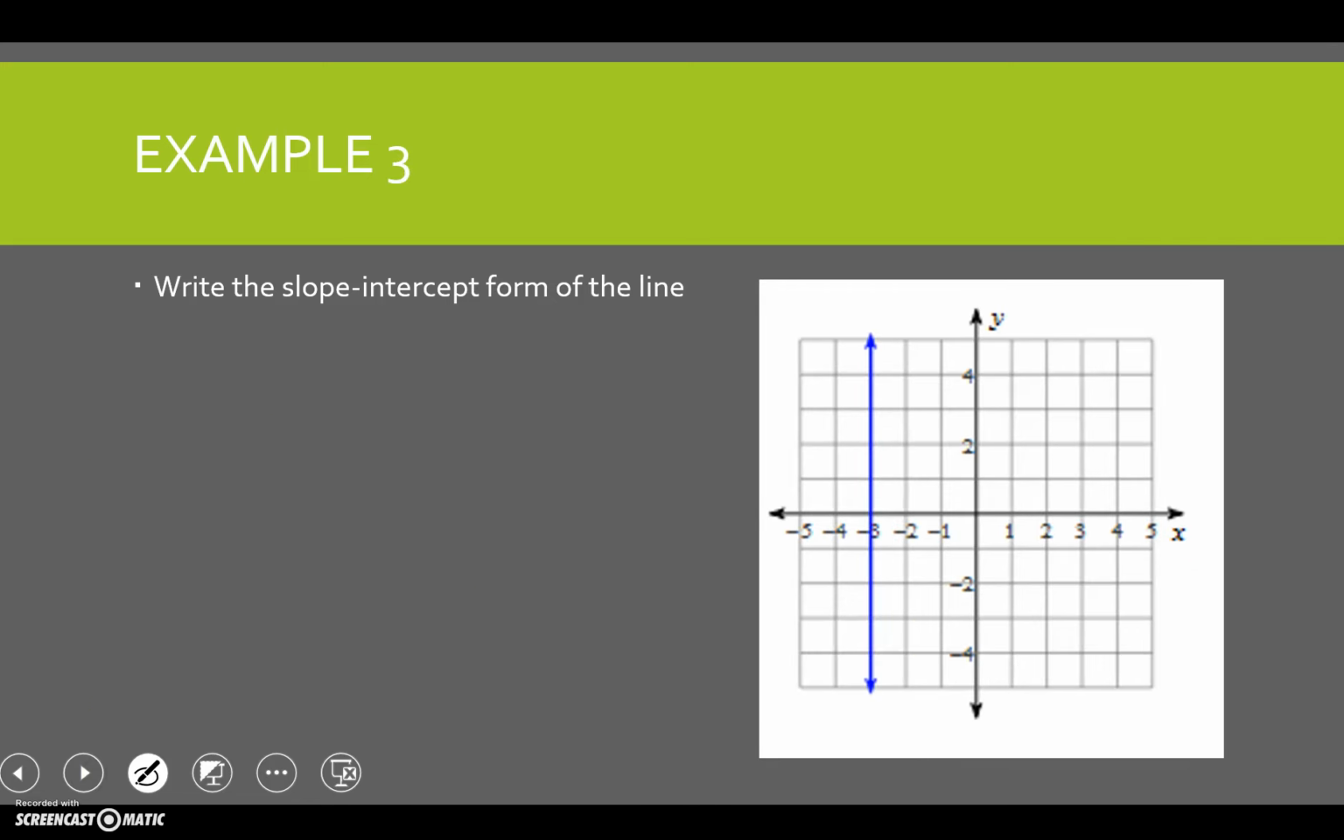As always, we have our special cases. Keep in mind here that we do not have a y-intercept, but we do have a place where it's crossing the x-axis. Remember, this is our special case. Since it's touching only the x-axis, it's x equals a number. And since it's crossing at negative 3, our equation is x equals -3. If it was a horizontal line going left and right through a y value, then instead it would be y equals a number. So these are very special cases for you to remember.